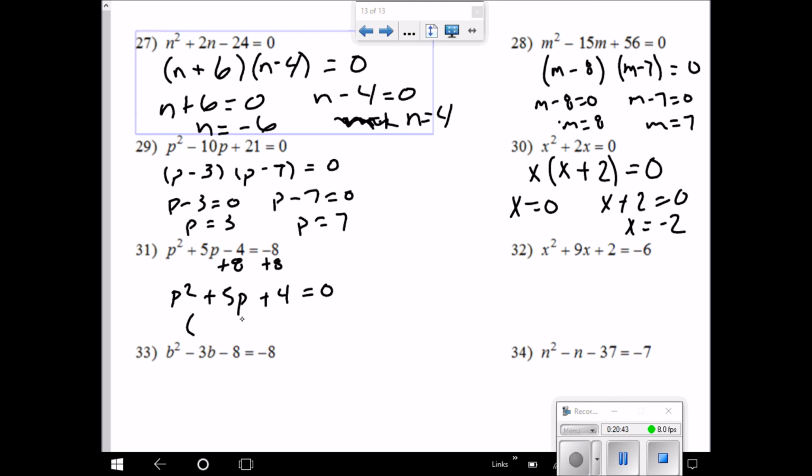Now I can factor. No GCF. I actually do have perfect squares here, so that should give me a hint. Okay, but it's not the difference of perfect squares, so might have to relook at that. It doesn't look like that's going to work, so it's just going to be plus plus, and 4 and 1 are going to be our factors there. So p plus 1 equals 0, p plus 4 equals 0. So p is going to equal negative 1, and p is going to equal negative 4.